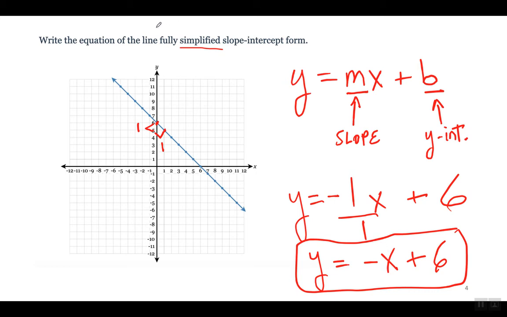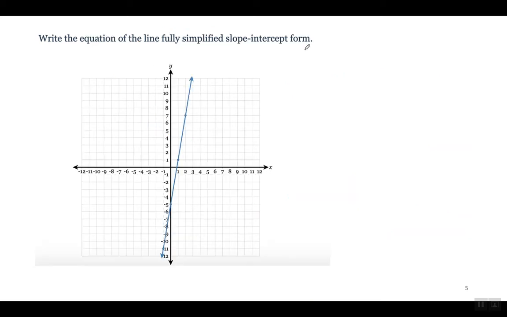Because notice that the directions say to write it in fully simplified slope-intercept form. Okay? Las direcciones dice que lo debemos escribir lo más simplificado posible in slope-intercept form, en la forma slope-intercept. All right, let's go to the next example. All right, so again, it's got to be in this form. El próximo ejemplo tiene que estar en esta forma.